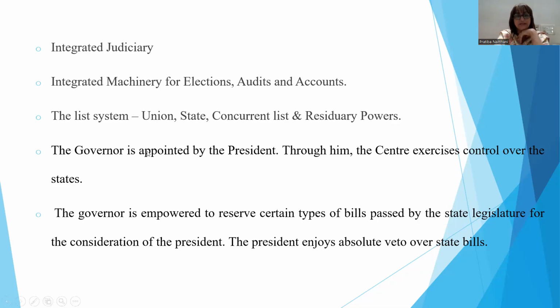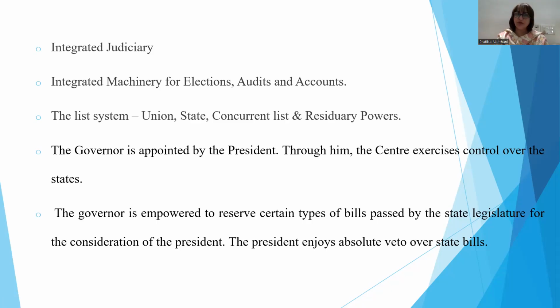Now, the governor is empowered to reserve certain types of bills which are passed by the state legislature. Suppose the Vidhan Sabha of Maharashtra has passed a particular bill. Okay, just like in the center, the bills passed by the parliament must be signed by the president. Similarly, a bill which is passed by the state legislature must be signed by the governor of the state.